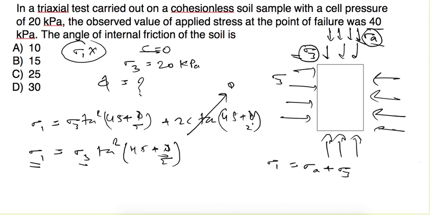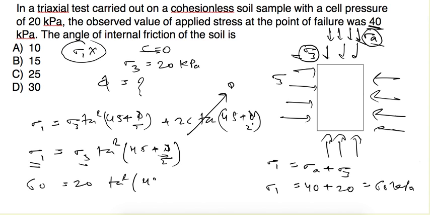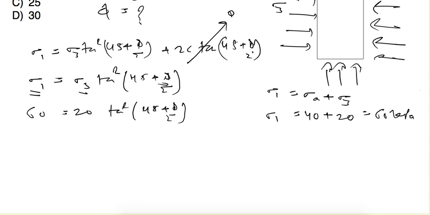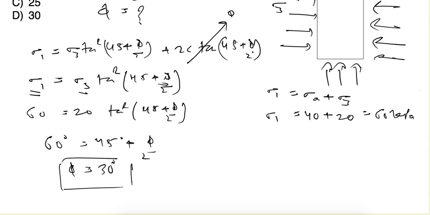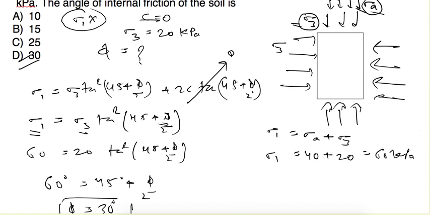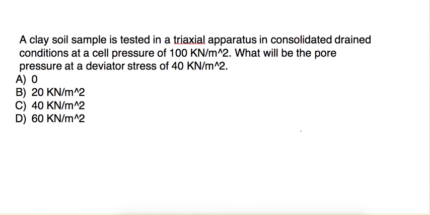So here it is given applied stress at failure is 40 kPa, so that is the value of deviator stress. Sigma 1 is equal to 40 plus 20, that is 60 kPa. Now just put it in this equation, 60 is equal to 20 tan square 45 plus phi by 2. If you solve this, so you'll get, here it will be 60 degrees is equal to 45 plus phi by 2, and so from here phi is equal to 30 degrees. So this D option is correct. Let's see the next question.